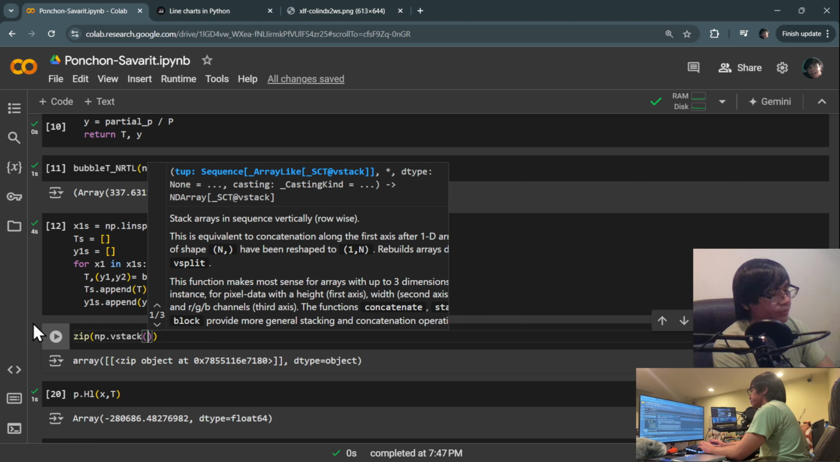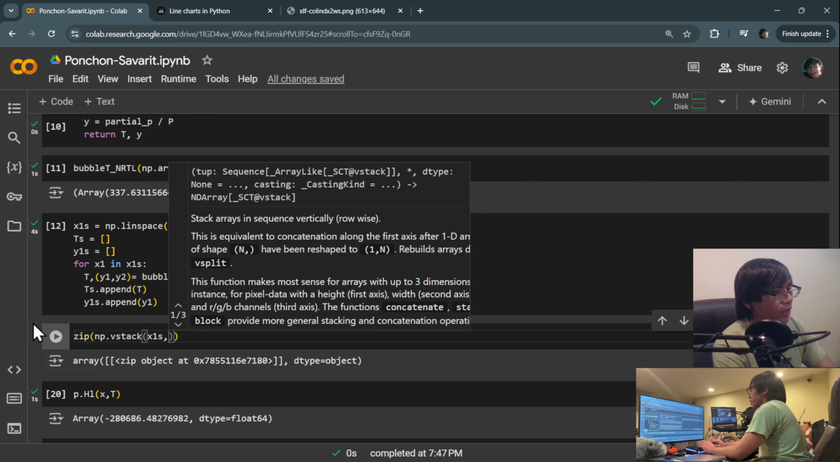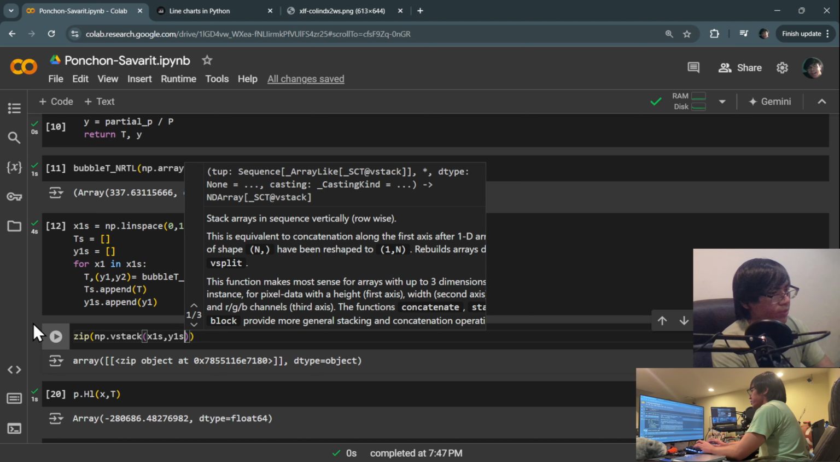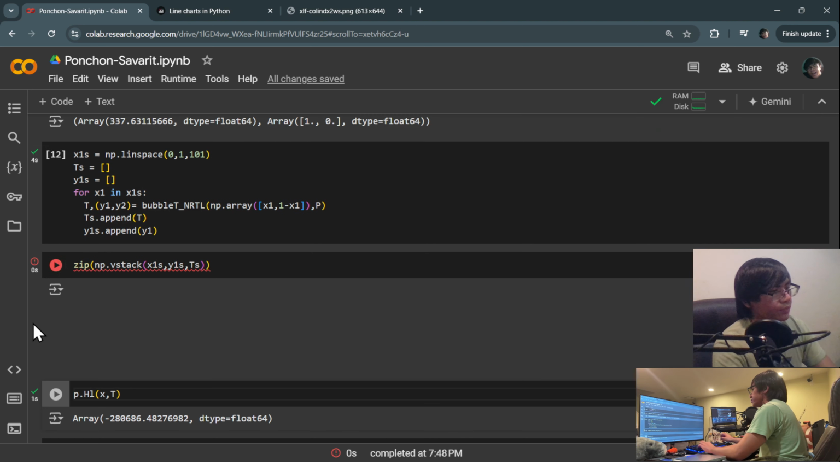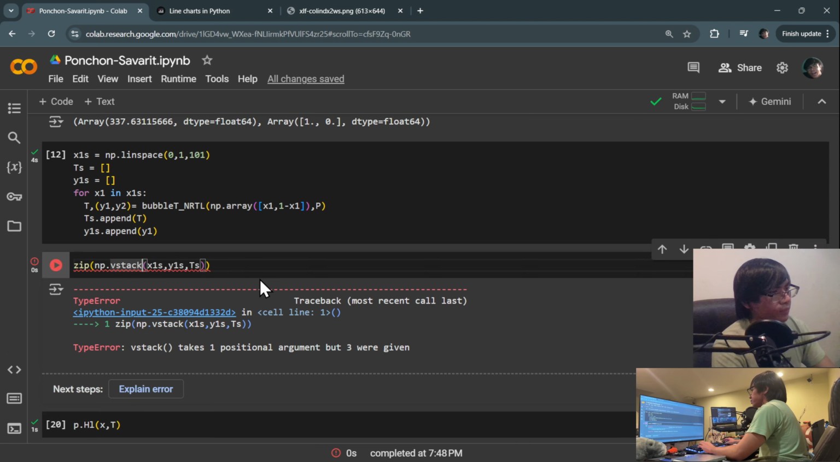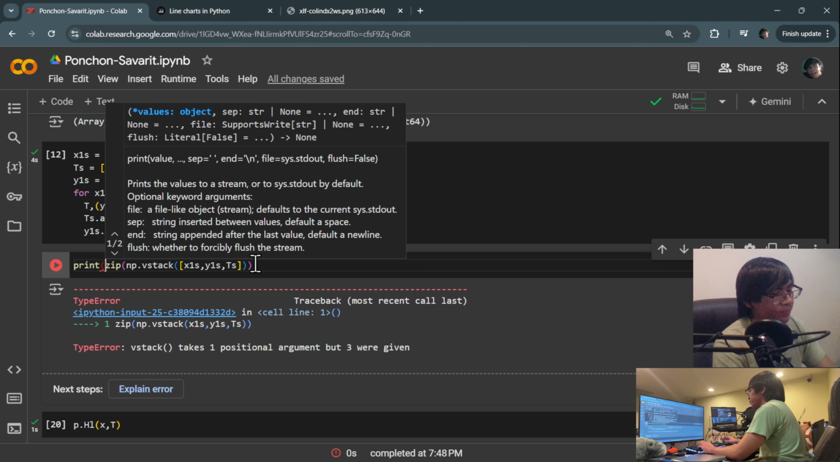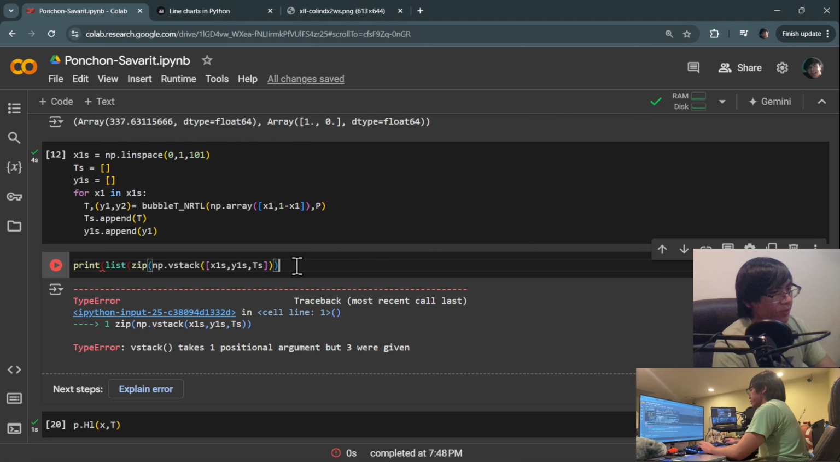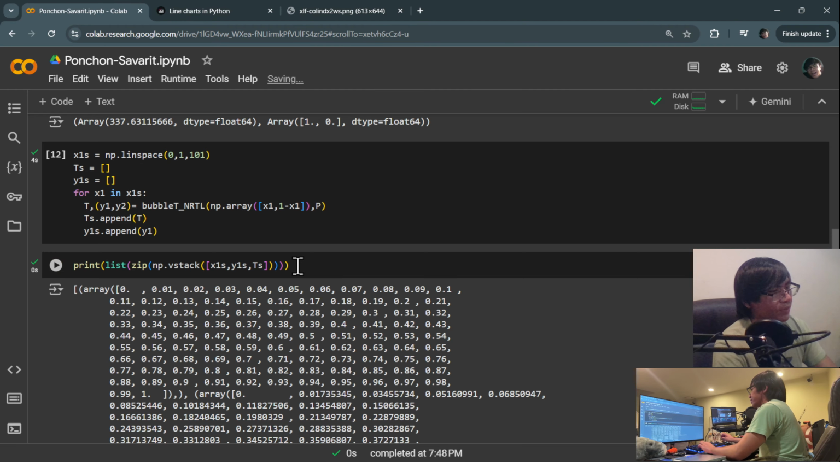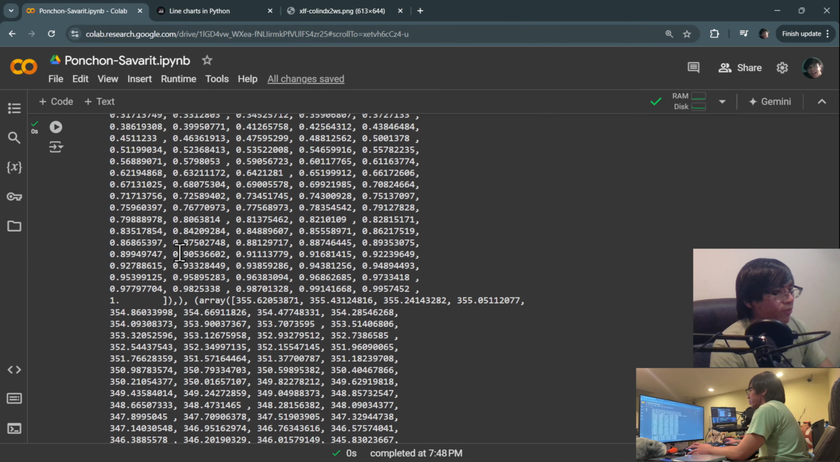What am I doing? x1s, y1s, and T's. All right, if this takes too long, I'm just going to pause it and then show it, because I don't want to waste too much time on this. There we go. Okay, so we have each of our arrays.